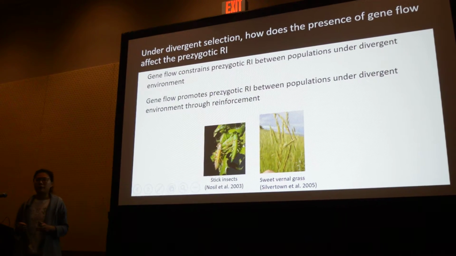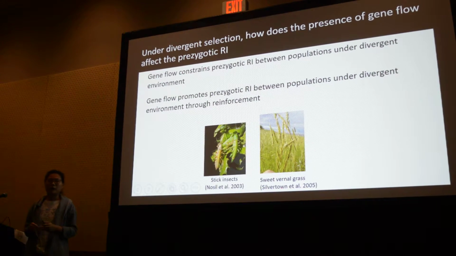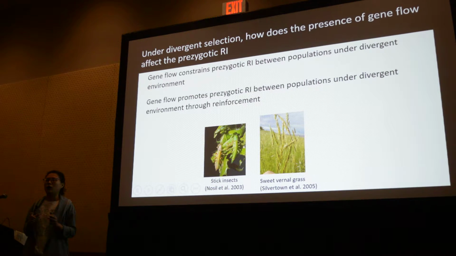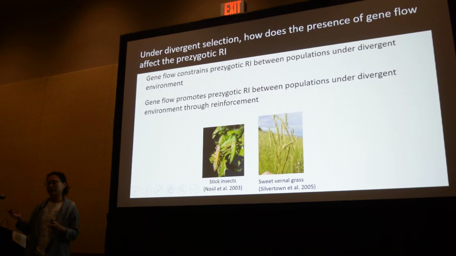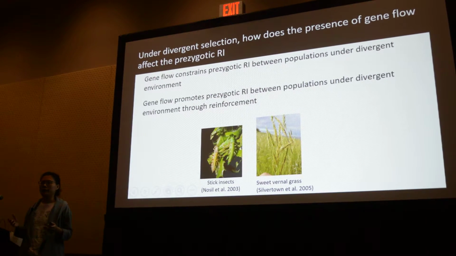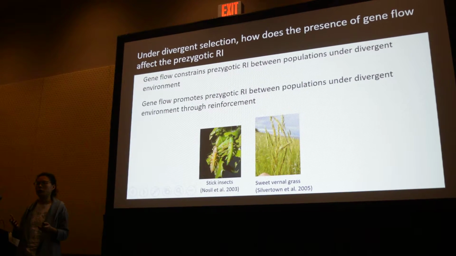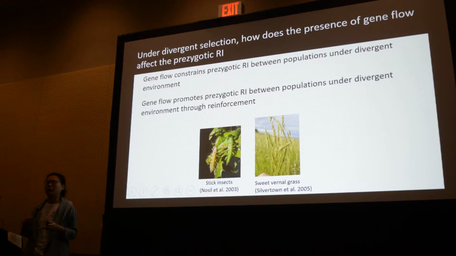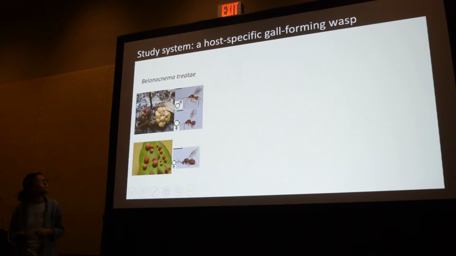There's limited empirical evidence assessing the interaction between gene flow and divergent selection in this process. However, understanding this question is important for improving our prediction of whether speciation occurred under divergent selection.